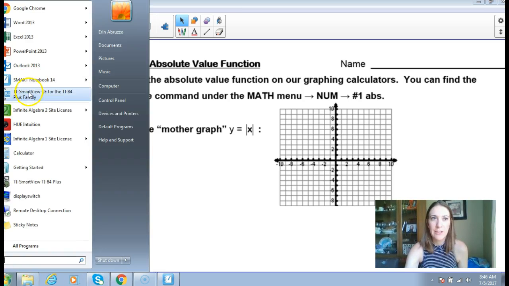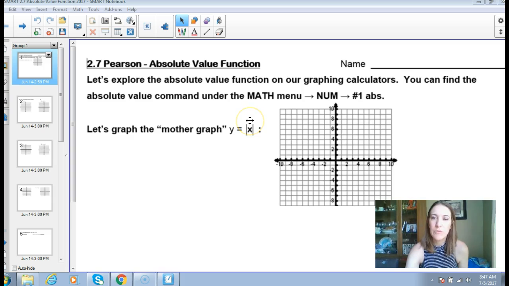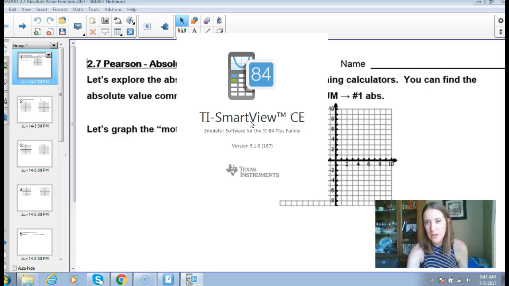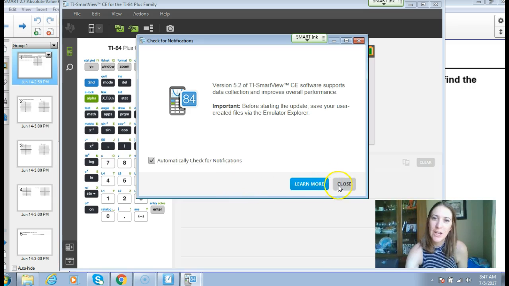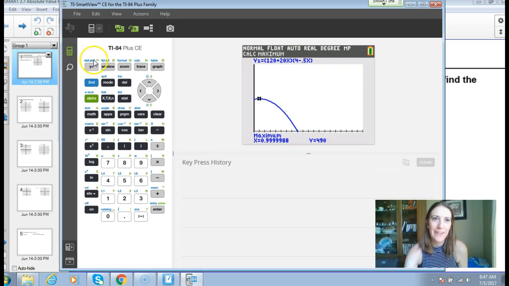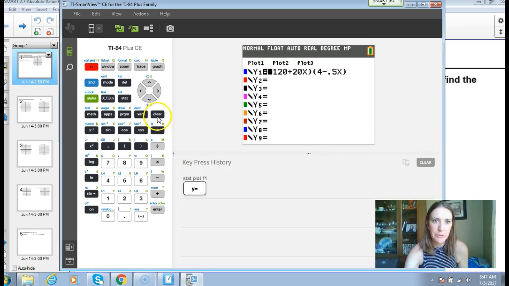Opening your graphing calculator, we're going to go to the y equals menu, clear out anything that's old from a previous problem. All right, so I have an old Algebra 2 or pre-calc question there. Let's get rid of that. All right, so y equals, in y1, let's type the absolute value of x.